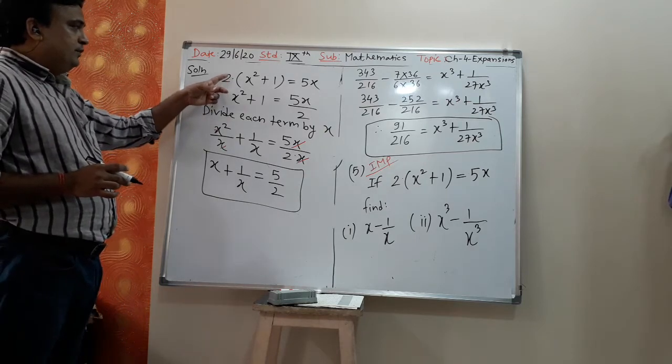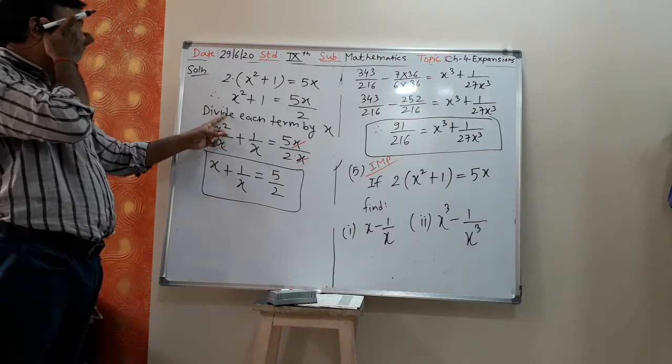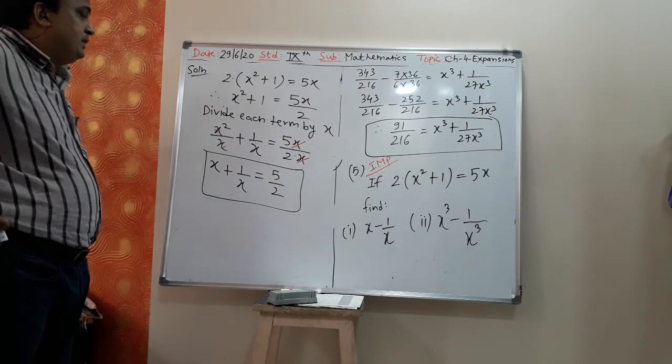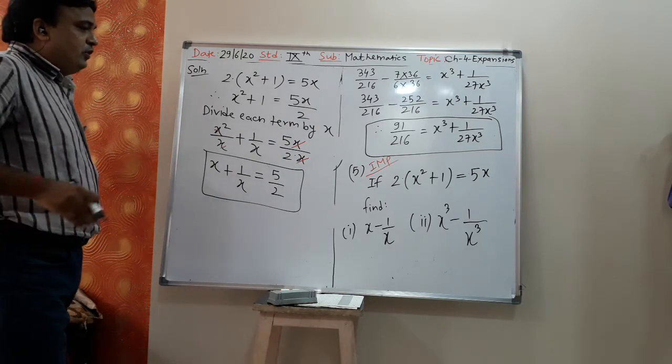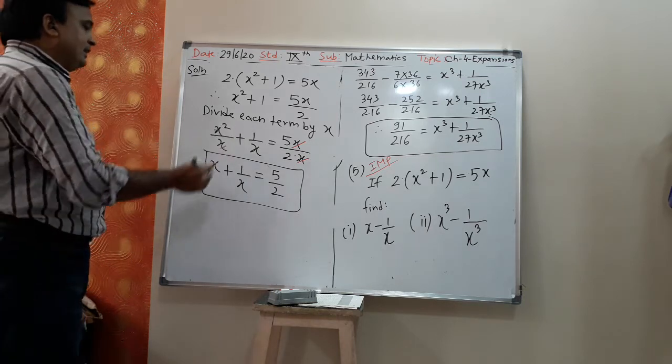So in case you are opening the bracket, then you have to divide by 2x. Instead of dividing each term by x, you have to divide each term by 2x if you open the bracket. Now we have got x plus 1 upon x. Now how will we get x minus 1 upon x?